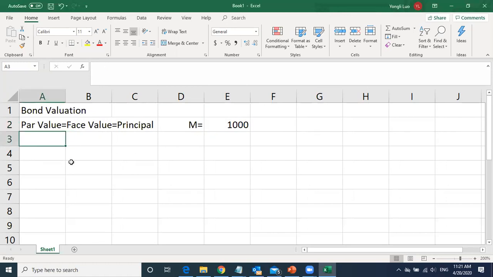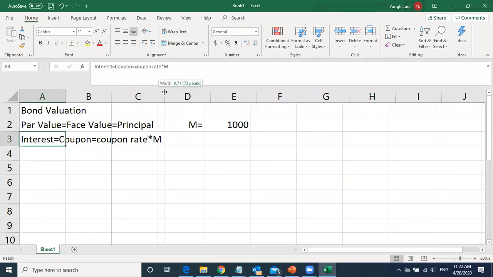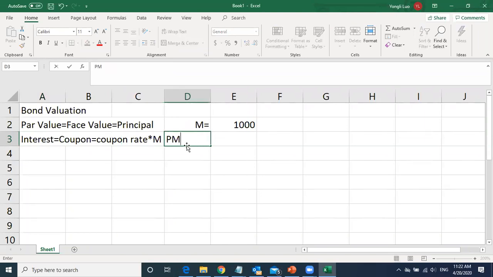So what is your interest? Your interest is also called your coupon, the coupon you're going to receive. So what is your coupon? Coupon is the coupon rate times the par value. So that's going to be your interest. The interest you receive is your coupon. The coupon in our Excel spreadsheet is called payment.